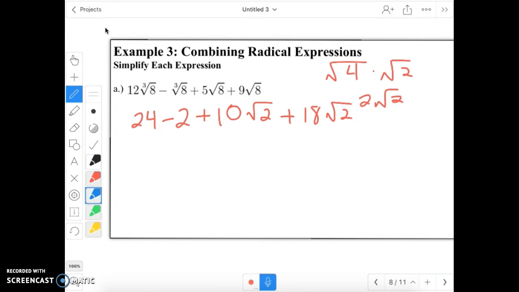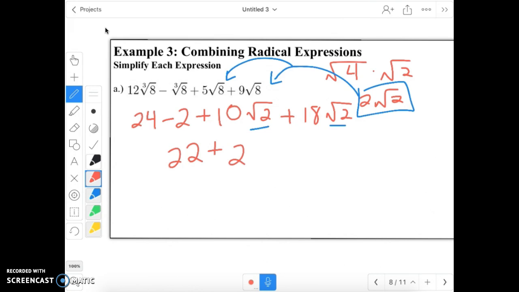If that doesn't make sense, just realize that this is being substituted in for that square root of 8, because I just said that that could be broken down in that manner. From here we can simplify. So I'm going to have 24 minus 2 is 22, plus both of these are square root of 2, so we can combine those two as 28 root 2. There's our answer for that one.